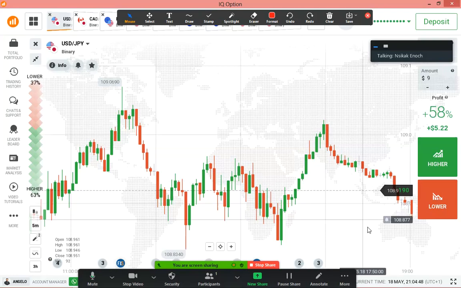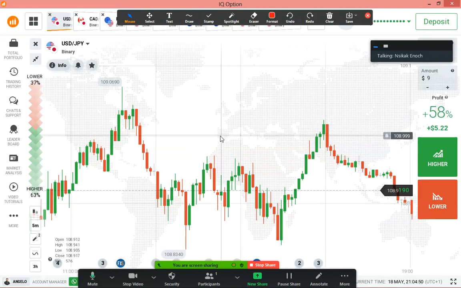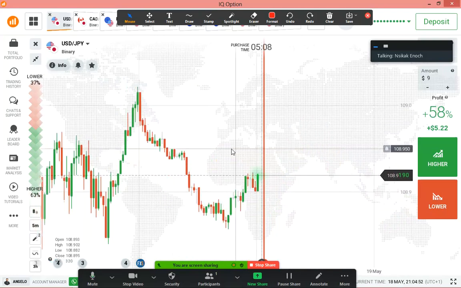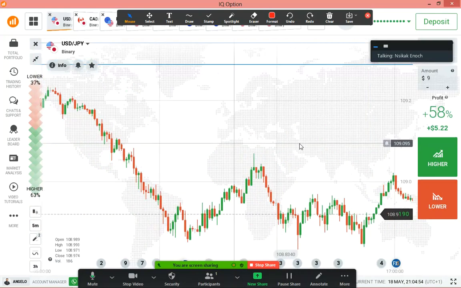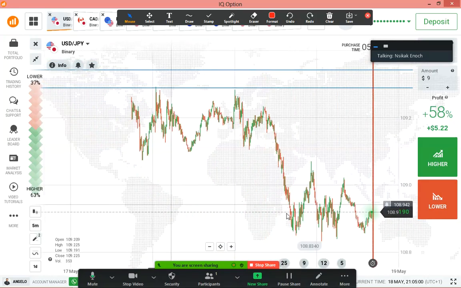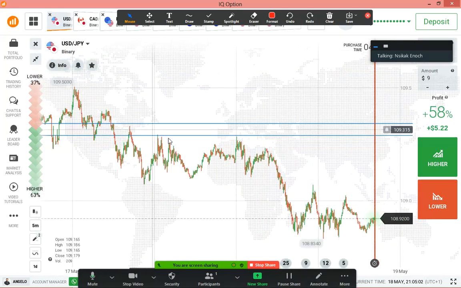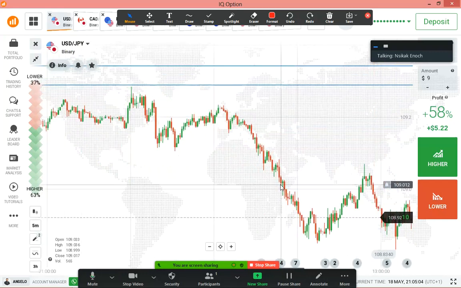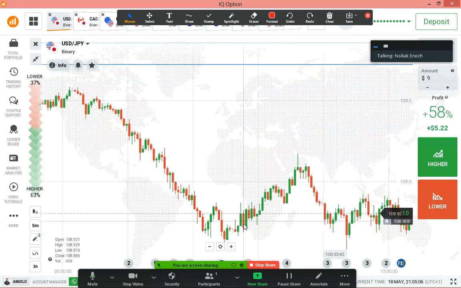Let me show you. Okay, so now as you can see, the first rule says look at the overall trend, make sure that the overall trend is down. You can see this is the overall trend, the overall trend is down. Then look for the minor trend, whereby it forms lower highs and lower lows.